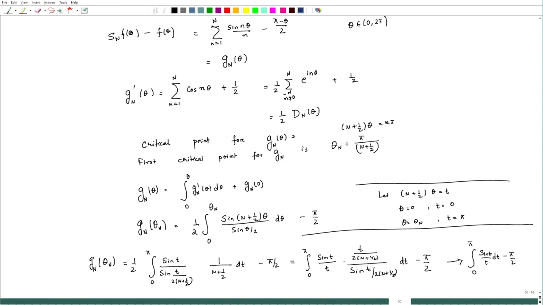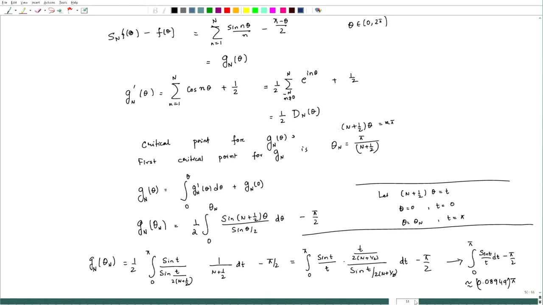Now, this is approximately equal to 0.08949 pi. So now what does it say? It is saying that there is a 9% overshoot. It is overshooting by 9% of what we need to get at this.